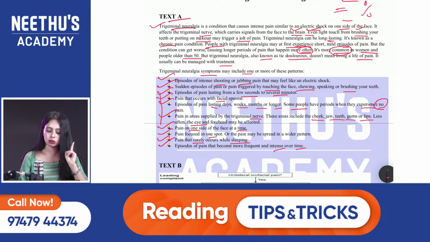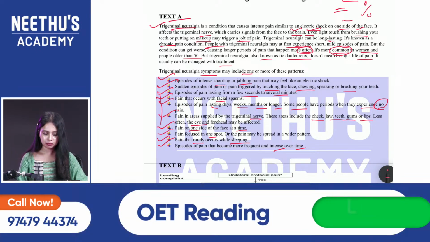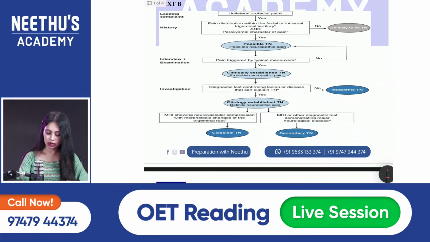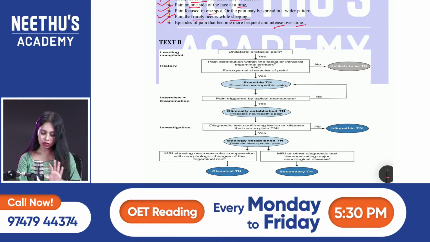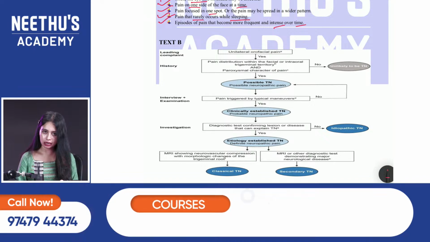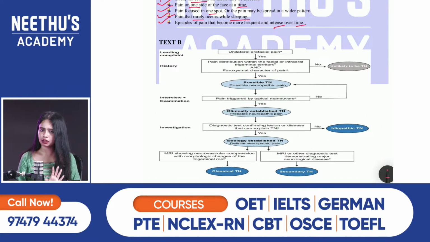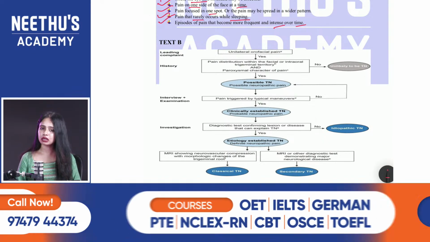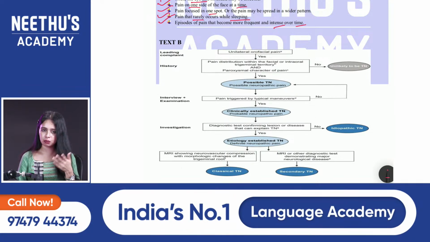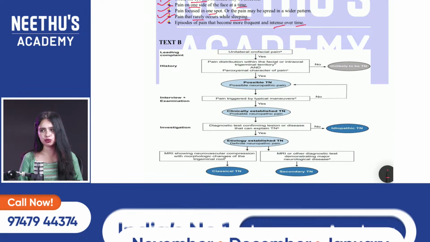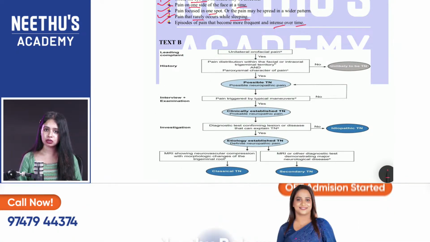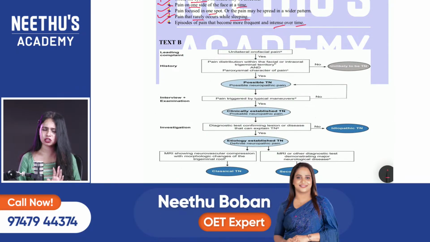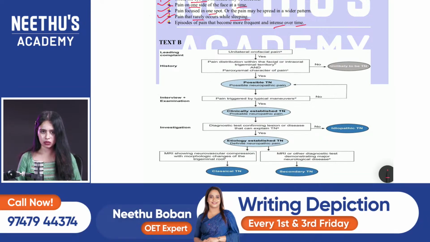For each text, we should underline keywords like this. Clear? Then text B. So what are the keywords from text B? So here we have a particular flow chart mentioned. One of the texts will be a pictorial of something, definitely. Not all texts will be paragraphs. One of the texts, maybe text A, B, C or D, will be a pictorial. Maybe a flow chart like this, or a table will be there, or a diagram, or a graph. So likewise, one of the texts will for sure be a pictorial.